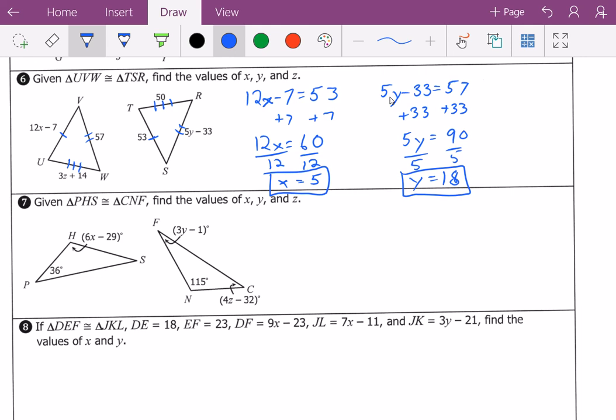And lastly, we're going with Z, so we have 3Z plus 14 equals 50. Subtract 14 from both sides. 3Z equals 36. Divide by 3. And Z equals 12.